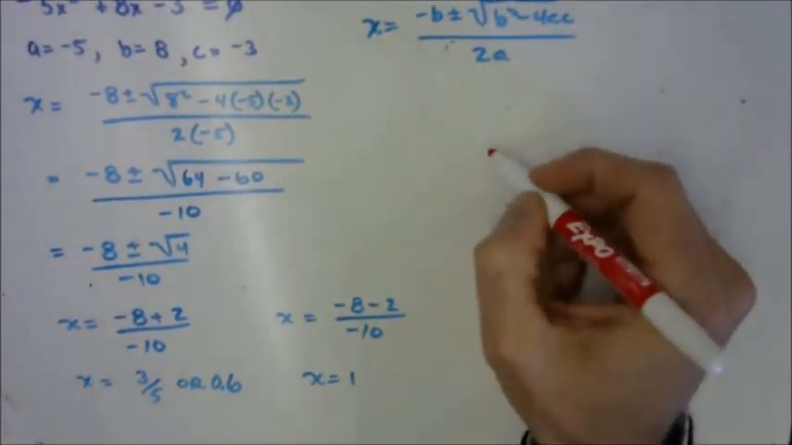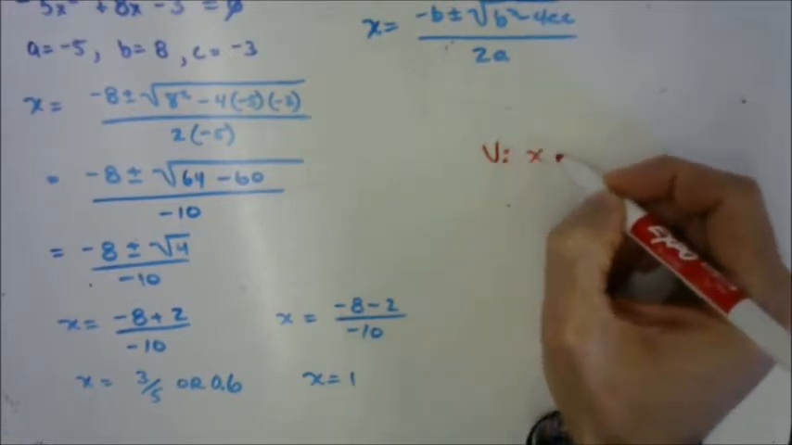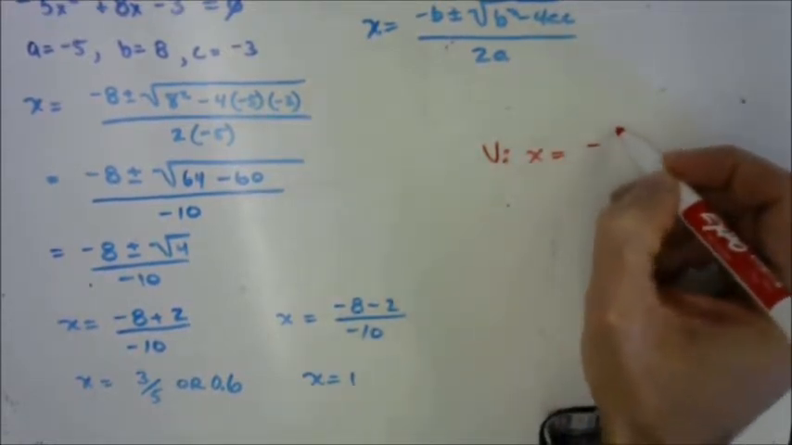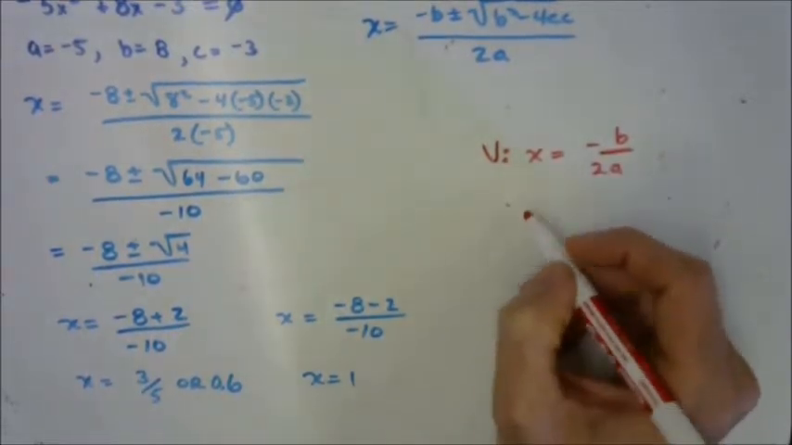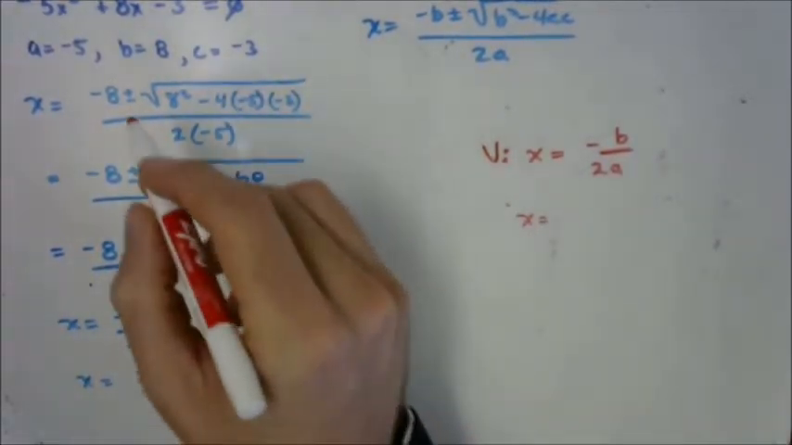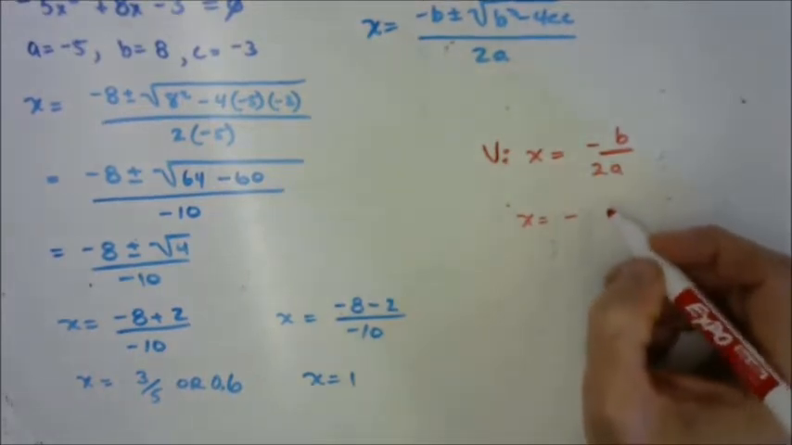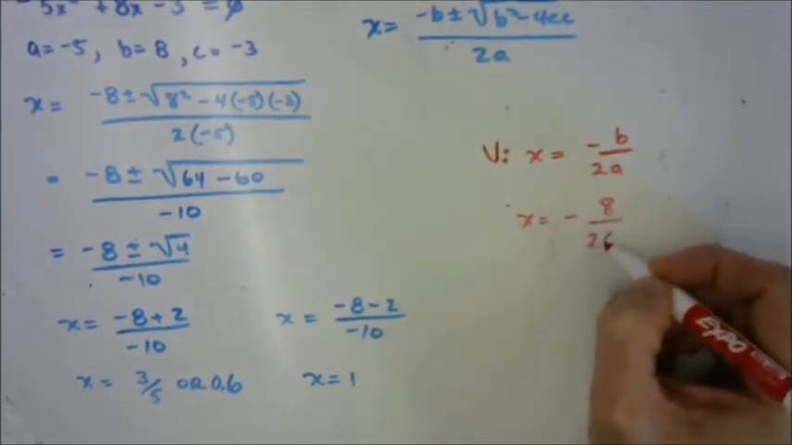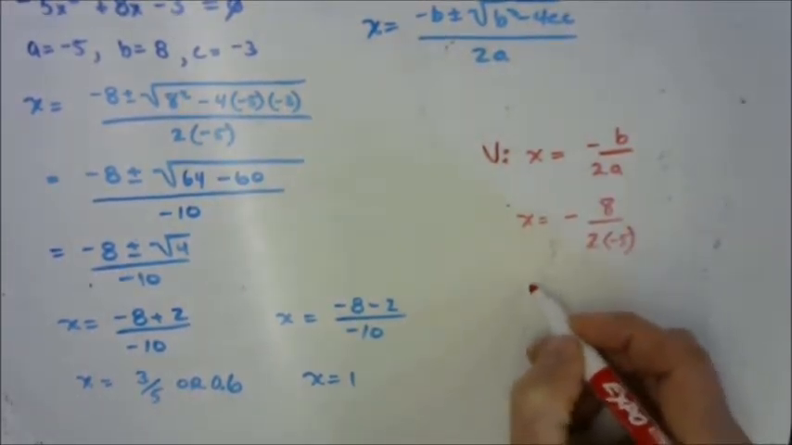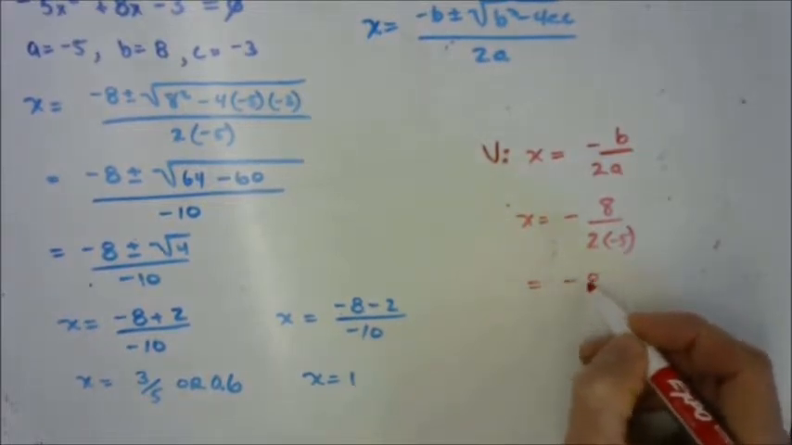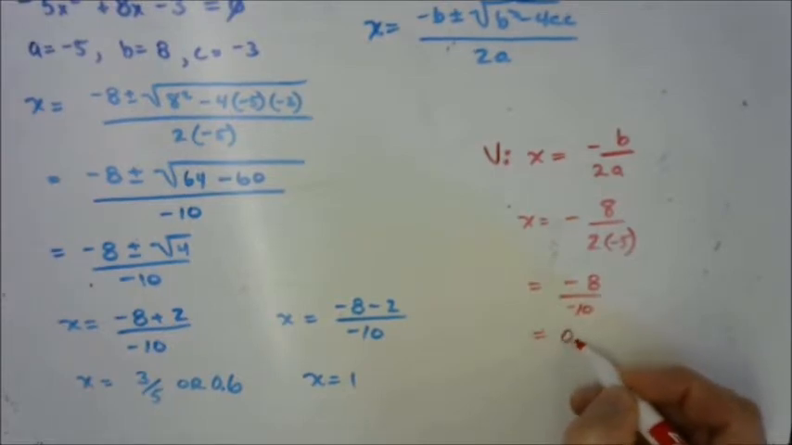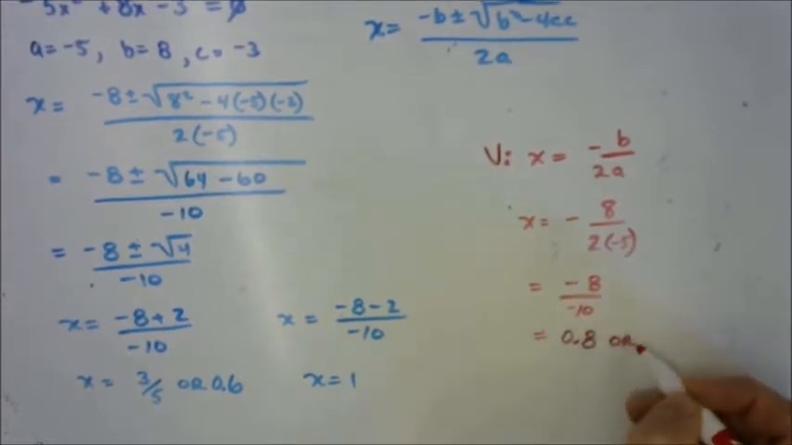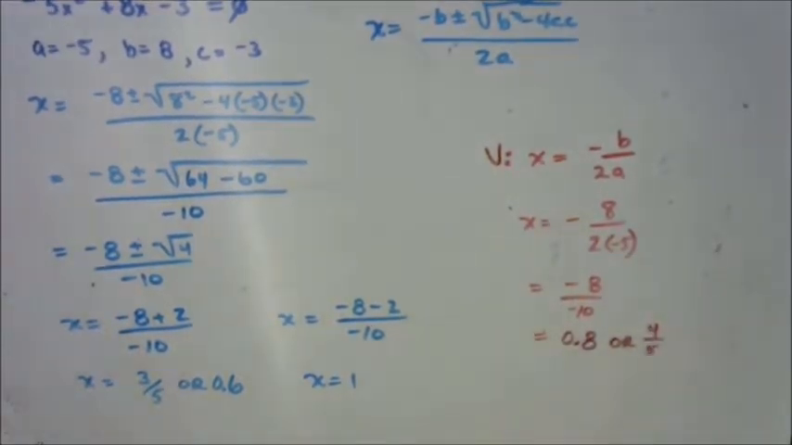So we found that for the vertex, the x-coordinate is equal to negative b over 2a. We'll sub in our values. Negative b is 8, a is negative 5, equals negative 8 over negative 10, which equals 0.8, or 4/5.